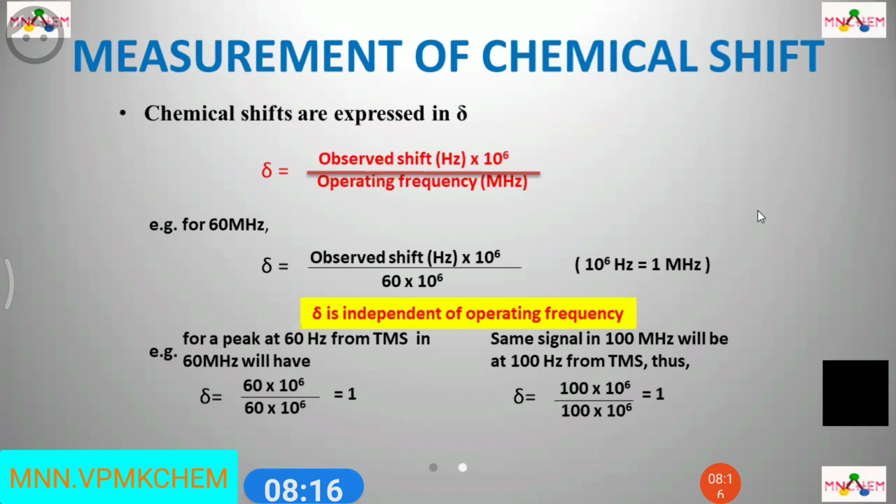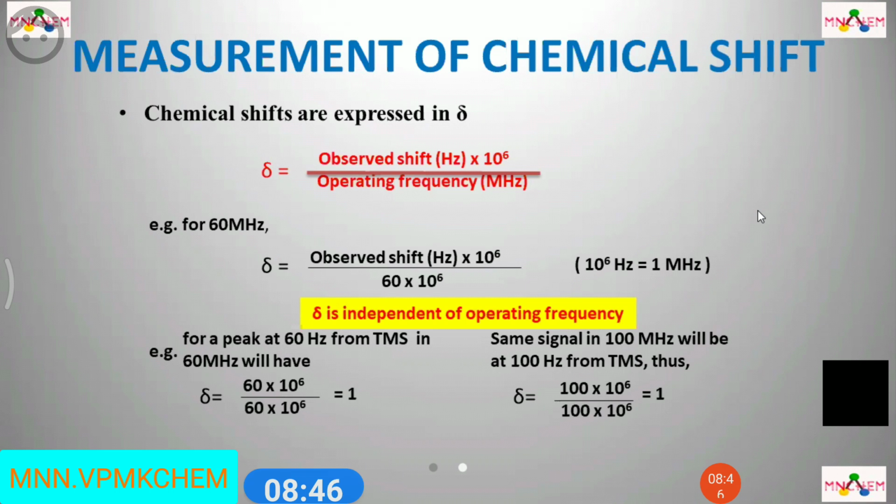Next, how to calculate these chemical shifts. The unit used for representing this chemical shift is delta. Chemical shifts are expressed in delta, and it's in ppm. So the delta is calculated by the formula: observed shift in hertz times 10⁶ divided by operating frequency in megahertz.